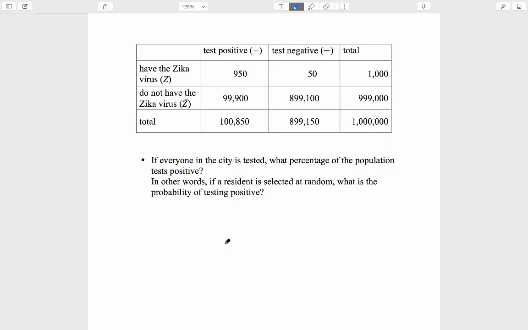If everyone in the city is tested, what percentage of the population tests positive? In other words, if a resident is selected at random from the entire population, what is the probability of testing positive? We've already done the hard work here. We see that it is 100,850 people out of a total population of 1 million who are testing positive. That's just 0.10085, slightly more than 10%. One of the very helpful things here is that we get to see the breakdown among those who test positive. There are a few who actually have the virus, but there are many who do not.